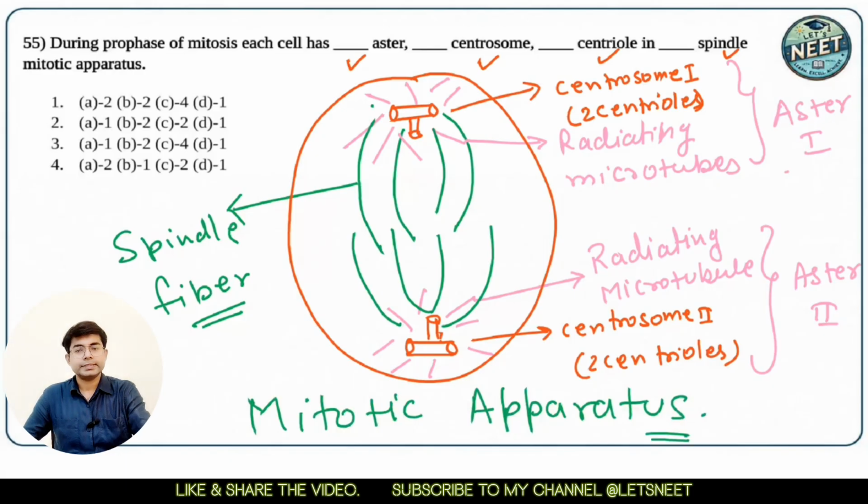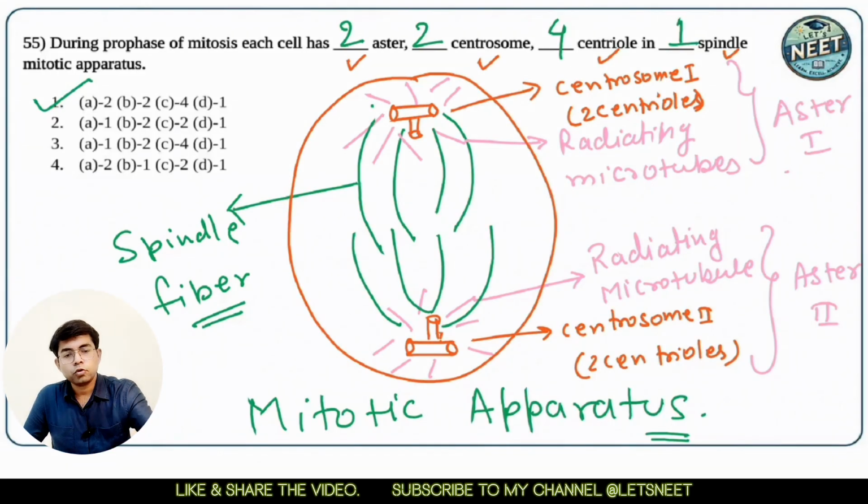On this basis, let's see this question. So during prophase of mitosis, each cell has how many aster? 2 aster, as you can see here. Each cell has how many centrosome? So you can say 2 centrosome. How many centriole? Each centrosome has 2 centrioles, so to this side, to this side, there are total 4 centriole. And how many mitotic apparatus are there? So overall, it represents 1. So you can see 2, 2, 4, 1. So first is the right answer over here. So this was all the questions related to this.